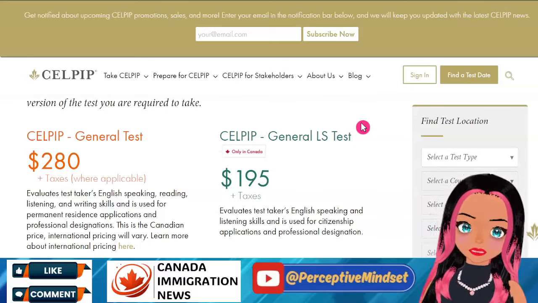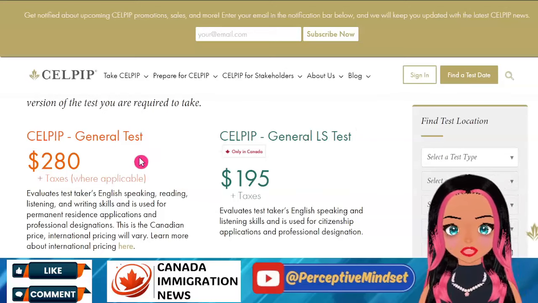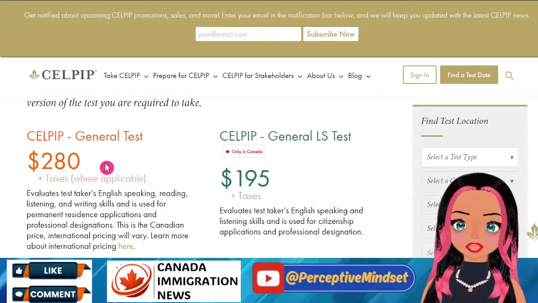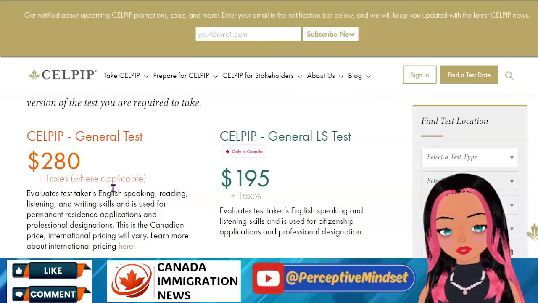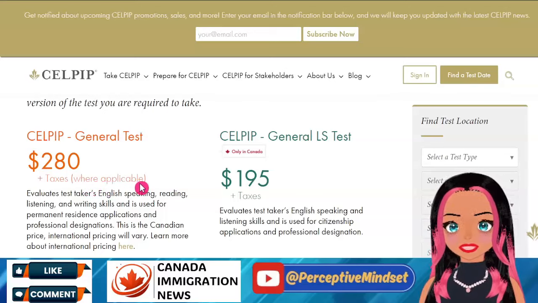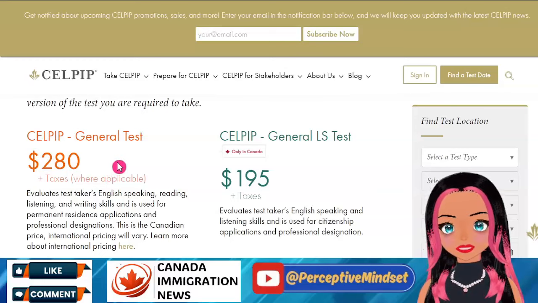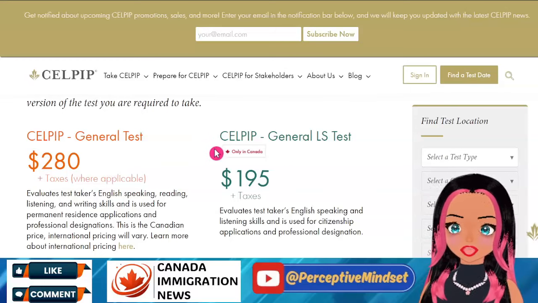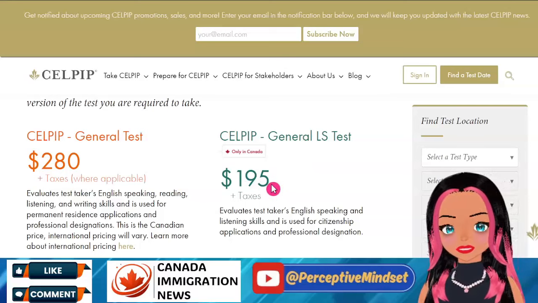Now, there are two different types of tests that you will see on the CELPIP website. There is the CELPIP general test for $280 Canadian plus taxes, and it's not limited to Canada. Wherever applicable, outside of Canada as well, you can take this test. And then there is the CELPIP general LS test, only in Canada, and it's $195 plus taxes.